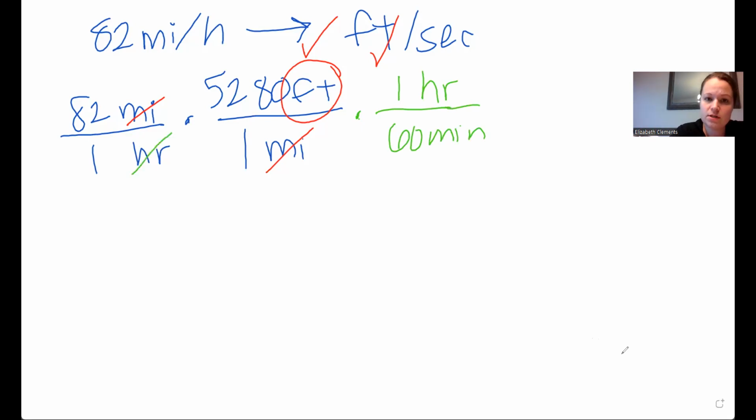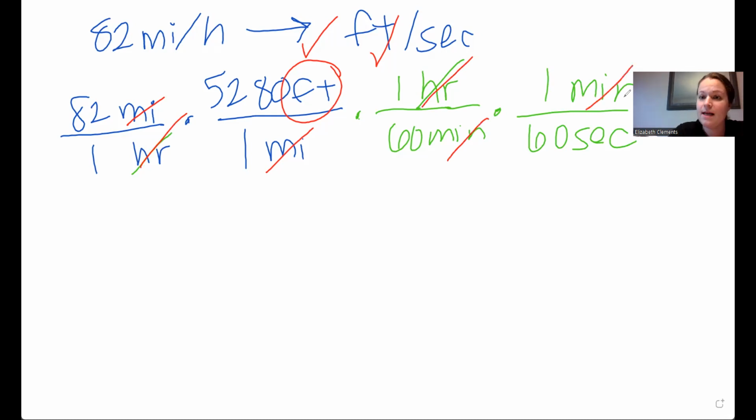Okay, so my hours have crossed off, but I still have minutes and I want seconds. So now I'm going to do it again. I know that minutes is in the denominator. I need minutes in the numerator to divide away. So for every 1 minute, there are 60 seconds. Sorry, I didn't cross this off in red. There we go. So then we're going to cross off minutes, and seconds is what I have. And that's what I want. So check, we're done with our conversions. Now we need to multiply it out.